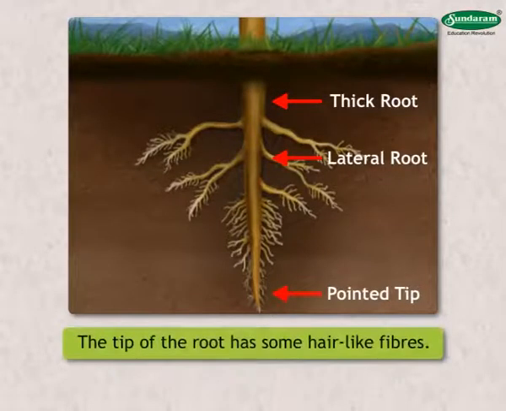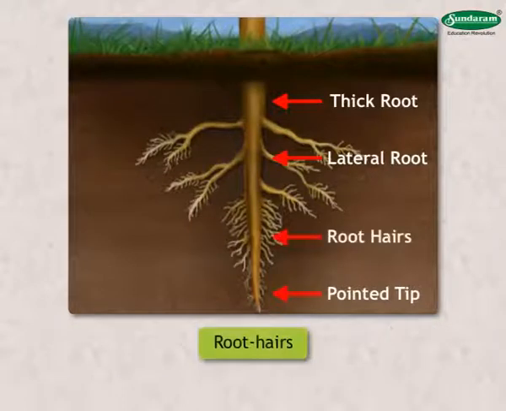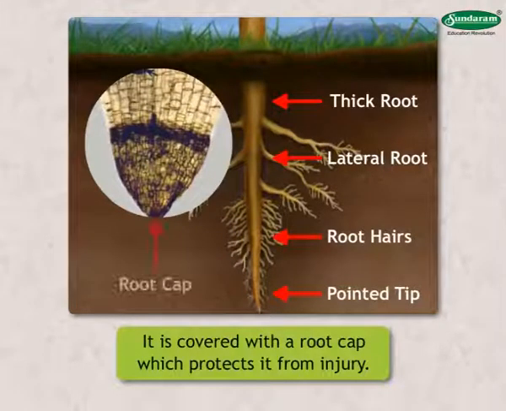The tip of the root has some hair-like fibers. These are called root hairs. The tip of the root is very delicate. It is covered with a root cap which protects it from injury.